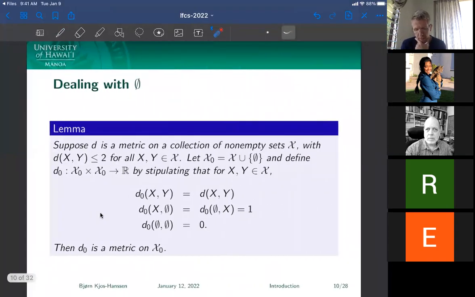Yeah, and in fact, we can make a little lemma here. If you have a metric that works on all the non-empty sets, then we can extend it to also include the empty set in this way. So we just say that the distance to the empty set is 1 for every non-empty set. And this works as long as the original metric was bounded. We're actually interested in the case where the original metric is bounded by 1, but the proof only requires it's bounded by 2.